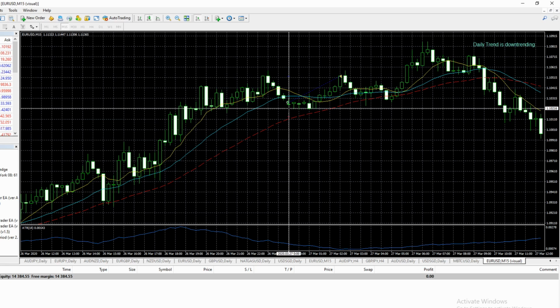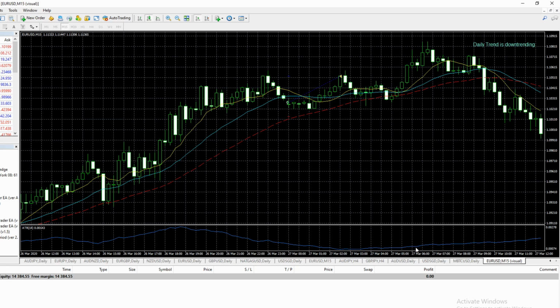So even though you can have the exact same settings as me, if you're running my robot and you put it to trade at 12 midnight, if your broker is a different one, it will not trade at the exact same time. For example, I think OANDA runs at GMT plus 2.